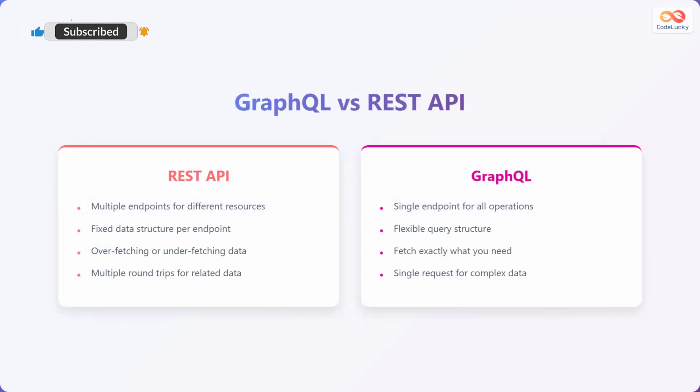Now let's compare GraphQL with REST APIs. In REST, there are multiple endpoints for different resources. The data structure is fixed per endpoint, which may lead to overfetching or underfetching. Also, multiple round trips may be needed to get related data. GraphQL uses a single endpoint for all operations. It allows flexible query structures, enabling you to fetch exactly what you need in a single request, even for complex data requirements.